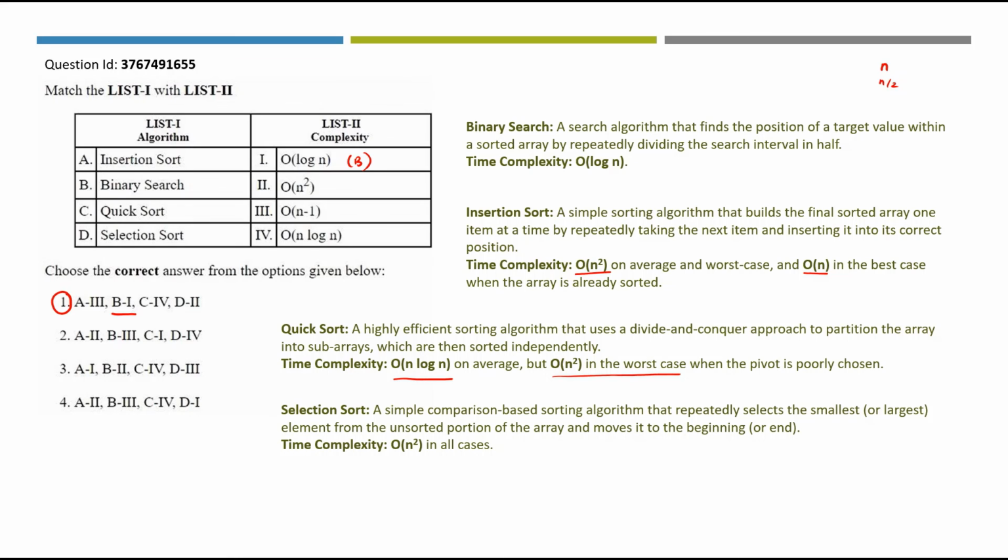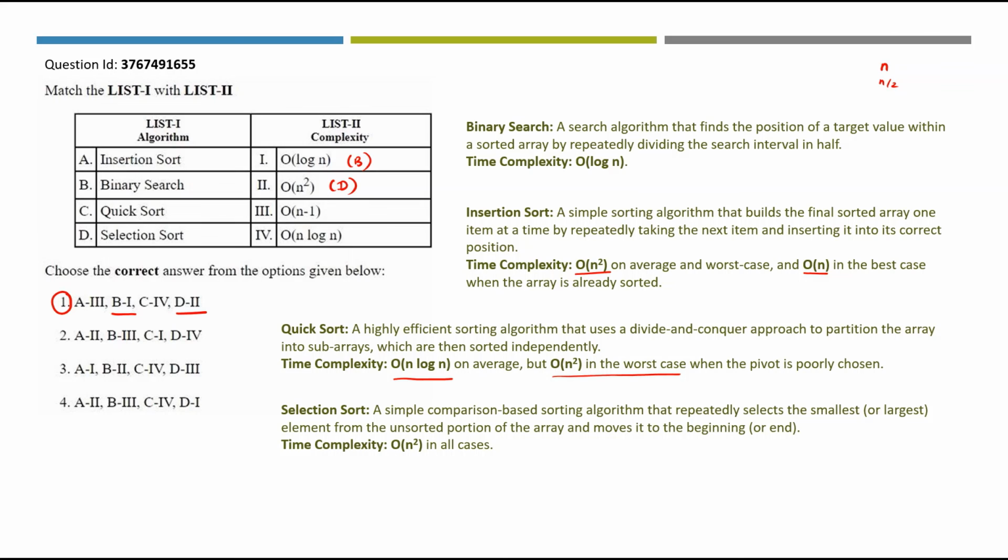What about selection sort? A simple comparison based sorting algorithm that repeatedly selects the smallest or largest element from the unsorted portion of the array and moves it to the beginning or end. So if it is smallest, it will be moved to the beginning. When you choose the largest, it moves to the end. You have to apply it in this way. The time complexity is big O of n square in all cases. So D will be mapping to 2 in all cases.